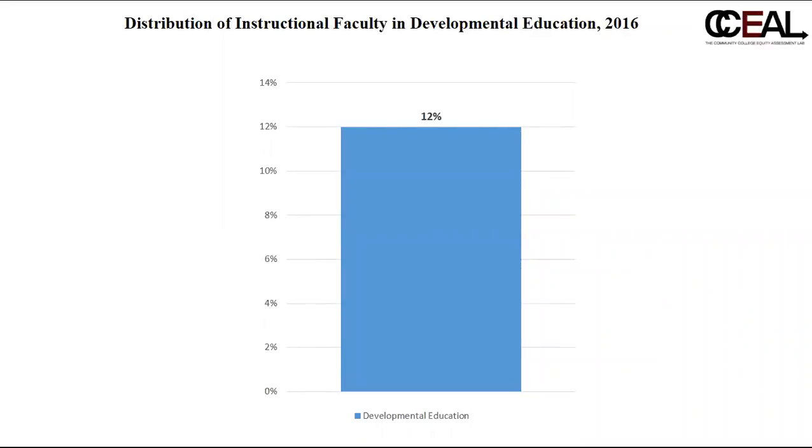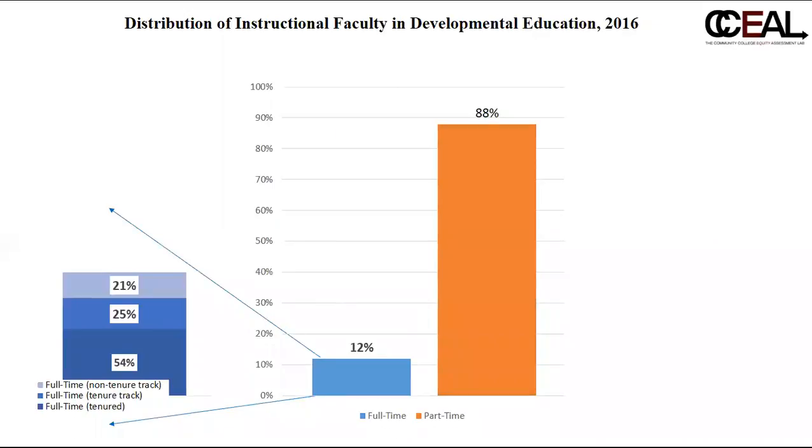So of those that are teaching developmental education, of which we know a high percentage of our underserved students are concentrated into these areas, we see that of that 12%, 88% are part-timers, and the remaining 12% are full-timers.